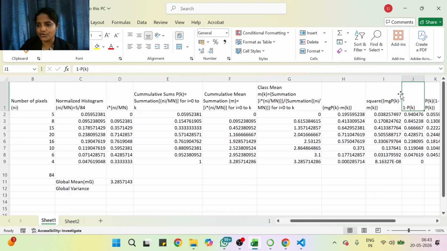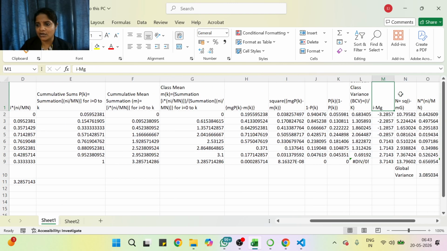I have also shown you the calculation of one other factor called the separability measure. You don't need that to calculate the optimum threshold. It is enough that you use the between class variance, but the separability measure is like reinforcing the concept again. Separability measure is basically the between class variance of the class divided by the global variance.